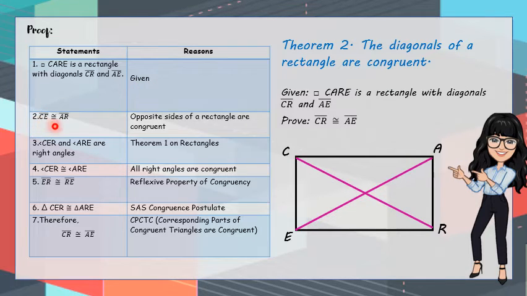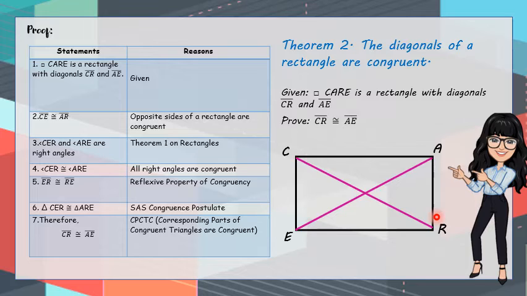And then for the second statement, we need to draw a conclusion, or derive a certain idea from our given, from our theorem, or maybe from our figure. Our second statement states that segment CE is congruent to segment AR. Where is segment CE? This is segment CE, and this is segment AR. Now, these two are congruent. So how can we say that these two segments or sides are indeed congruent?